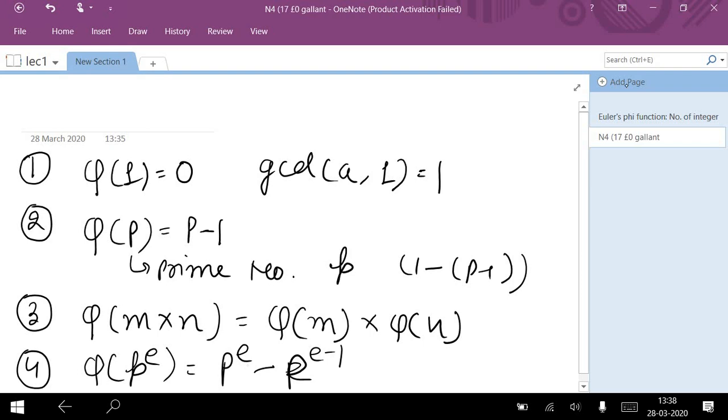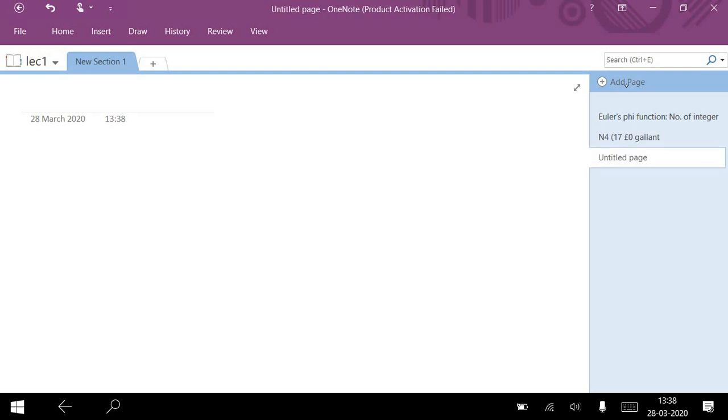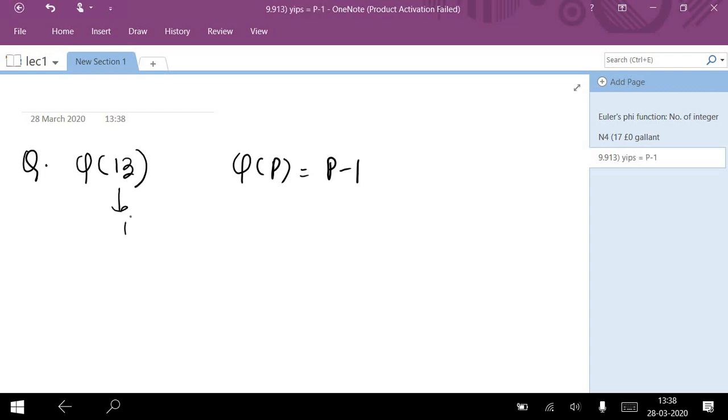In this next section, I will clear some of the questions. The first question is, we have to solve phi of 13. Now we can see that 13 is a prime number. So the formula phi of p equal to p minus 1 we have to use, where this value is p. So what should be the answer? p minus 1 means 13 minus 1 equal to 12. 12 is the answer. Very simple question.